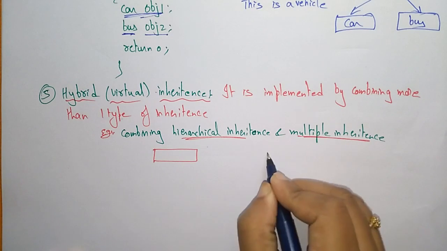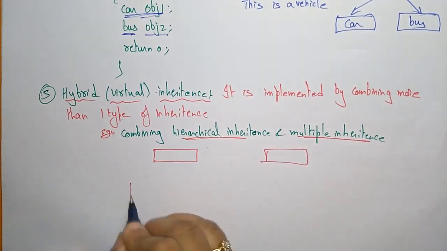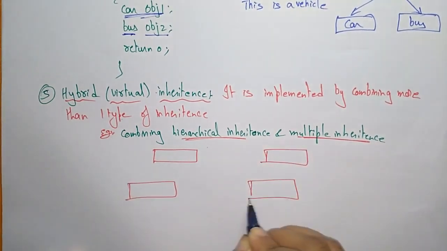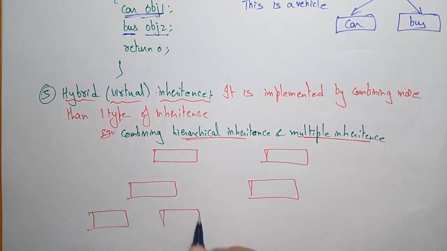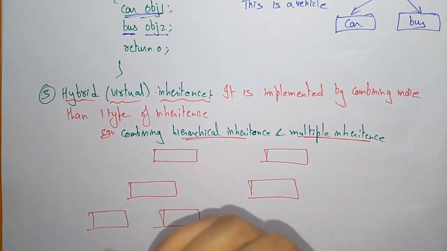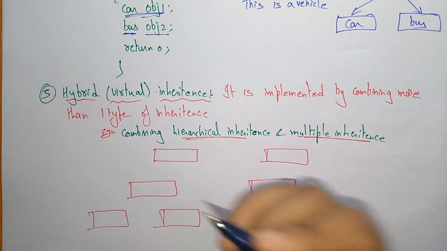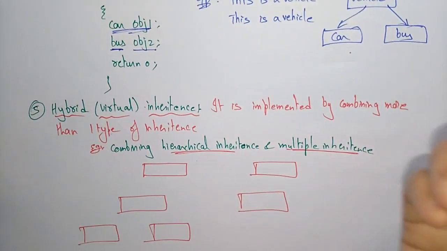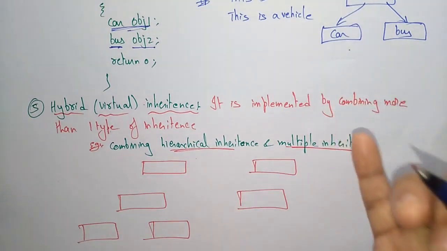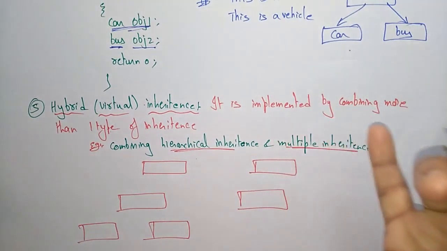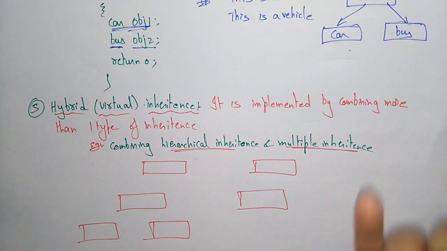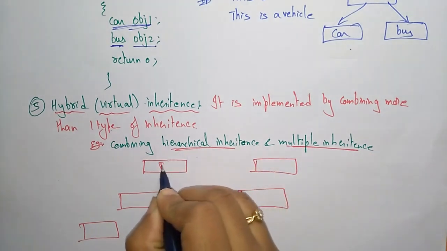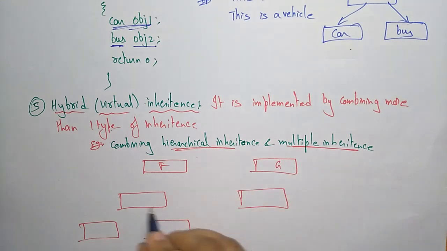Here this is one class and this is one class, and here this is another class. So again this class. Here you can see it is a combination of both hierarchical and multiple. This is hierarchical. Multiple means one derived class and one or more base classes. That is multiple. So this is class F, class G, B, E, A, C.